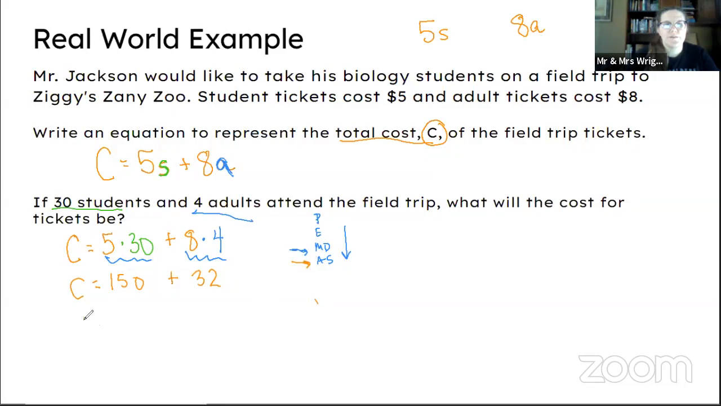I'm going to add right here. So the cost is 150 plus 32. 5 plus 3 is 8. 0 and 2 is 2. $182. It's expensive to go to that zoo. Wow.